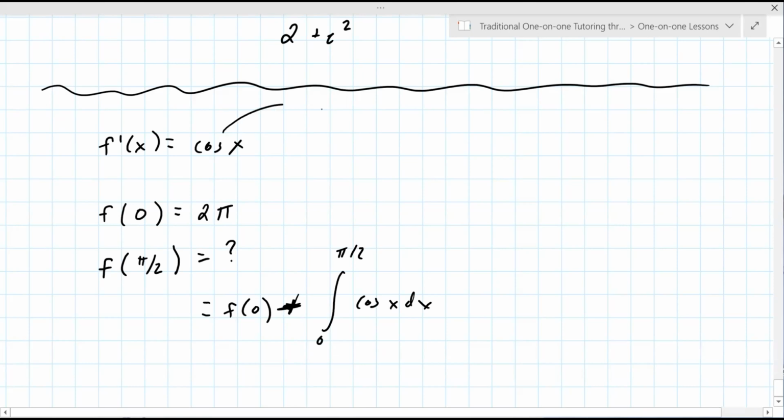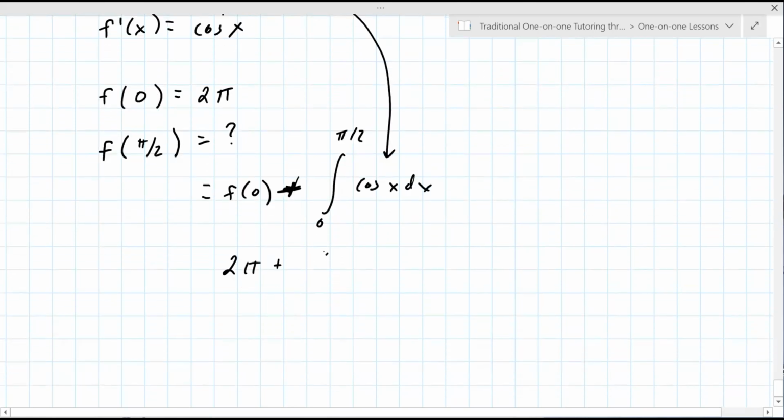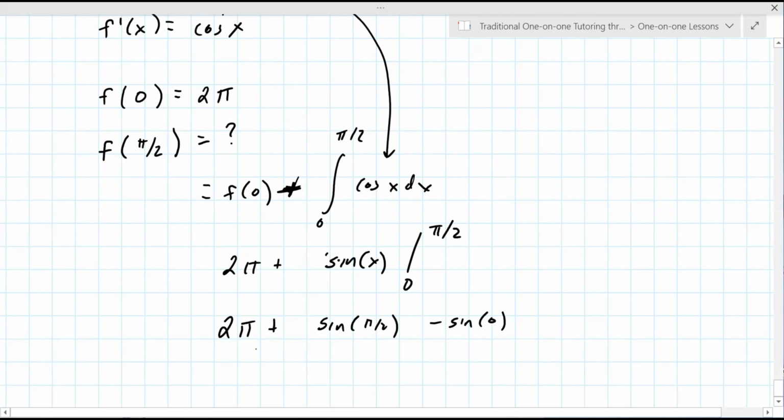Gotcha. Okay, so then it's 2 pi plus the antiderivative. So is it a negative sign? It's just sine, because the derivative of sine is cosine. Sine x from 0 to pi over 2, and then that's whatever that is. Sine of pi over 2 is 1. Yes, sine of pi over 2 is 1. Sine of 0 is also 1. No, sine of 0 is 0. So it's 2 pi plus 1. Yes, very good.